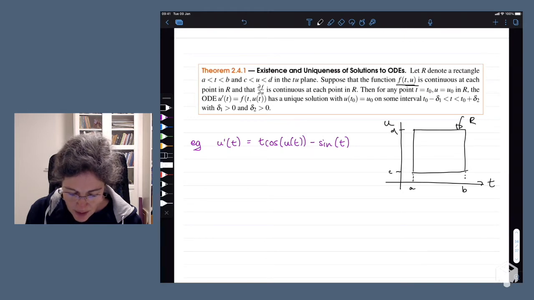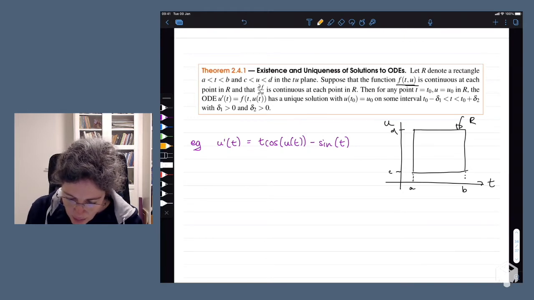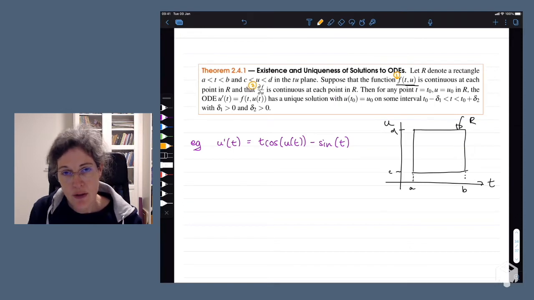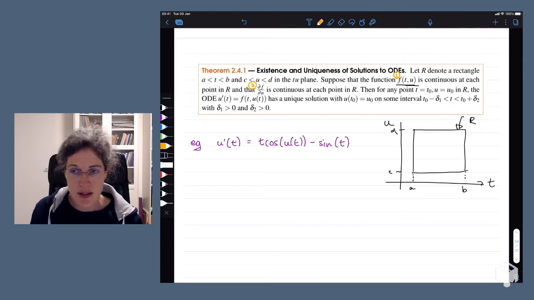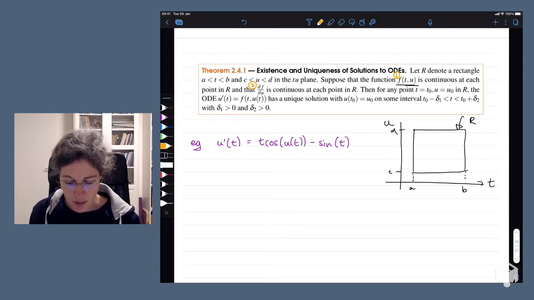So this is the first point. It's continuous at each point in our R. And the second point is that the partial derivative of our function with respect to u, not with respect to t, is continuous at each point in R. Okay, so that is a bit of a strange one. And it's actually not a super strict requirement, but it is important.